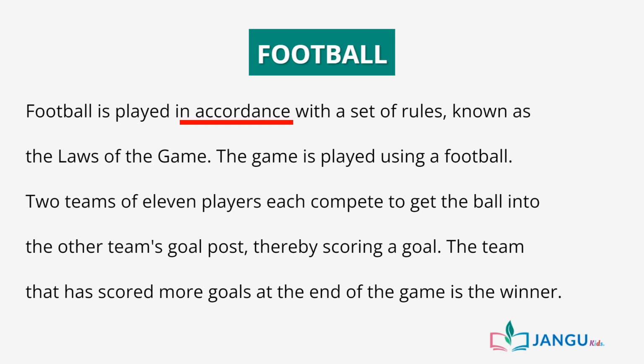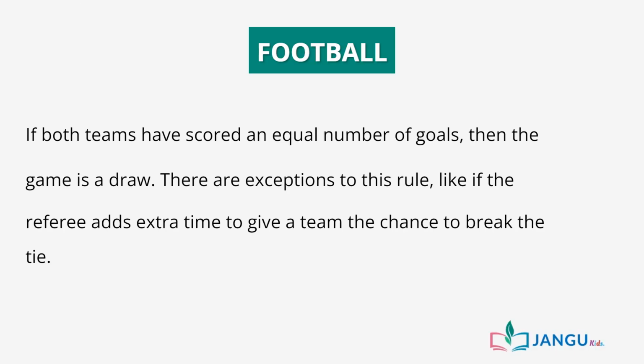Football is played in accordance with a set of rules known as the laws of the game. The game is played using a football. 2 teams of 11 players each compete to get the ball into the other team's goal post, thereby scoring a goal. The team that has scored more goals at the end of the game is the winner. If both teams have scored an equal number of goals, then the game is a draw. There are exceptions to this rule, like if the referee adds extra time to give a team the chance to break the tie.